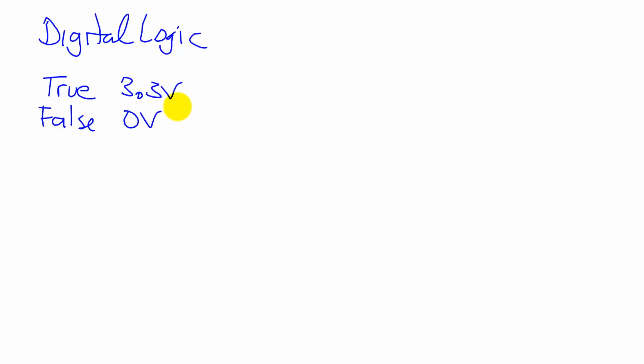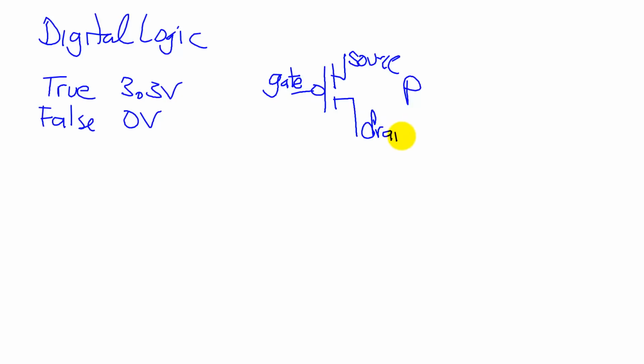And the way this is going to work is around two transistors. The first is a P-channel. The P-channel has three pins. It has a gate. It has a source. And it has a drain. And the way the P-channel works is if there is a positive voltage between the source down to the gate, then this transistor will be on and can conduct current down from source to drain.